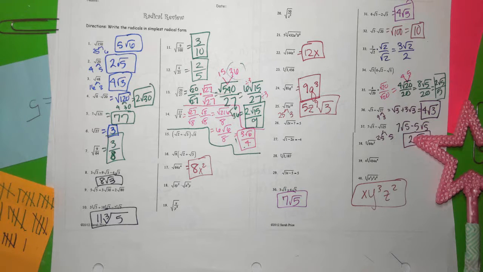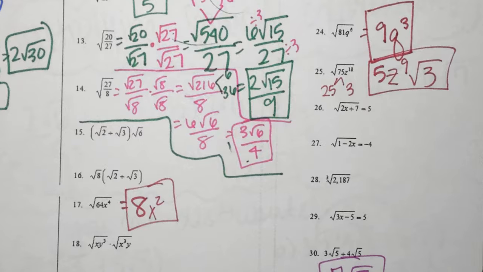So right now you should be doing 15, 16, and 34, which, if you watched the video last night, you know how to do them.